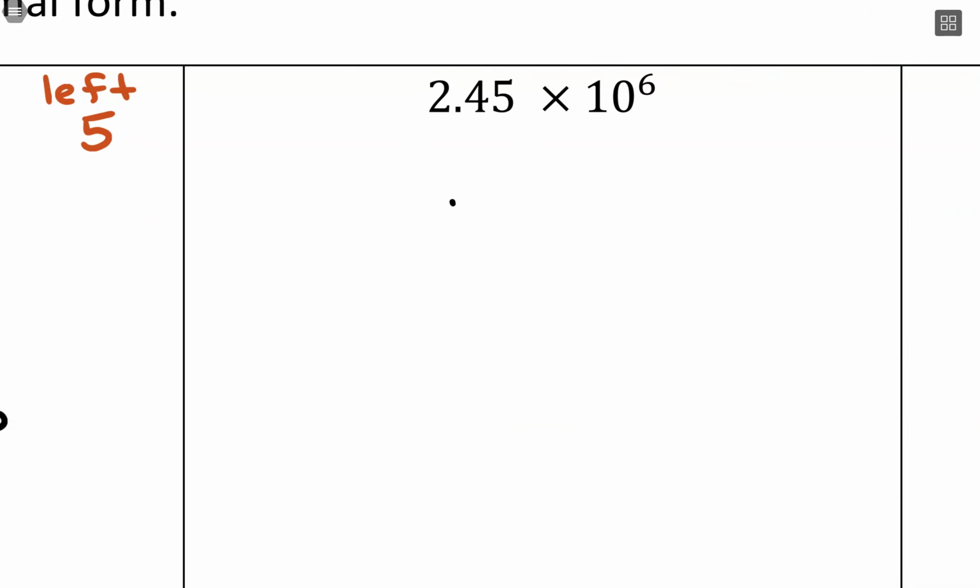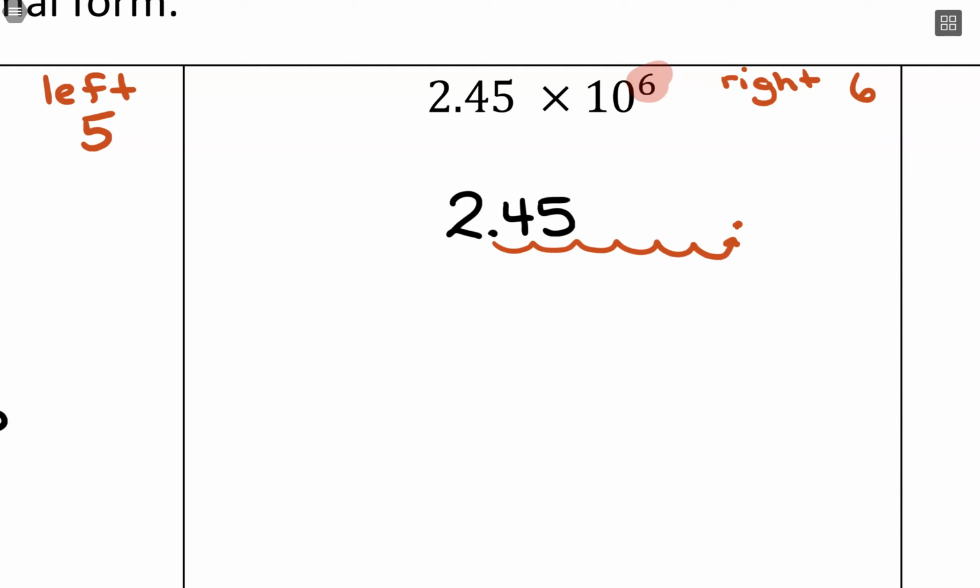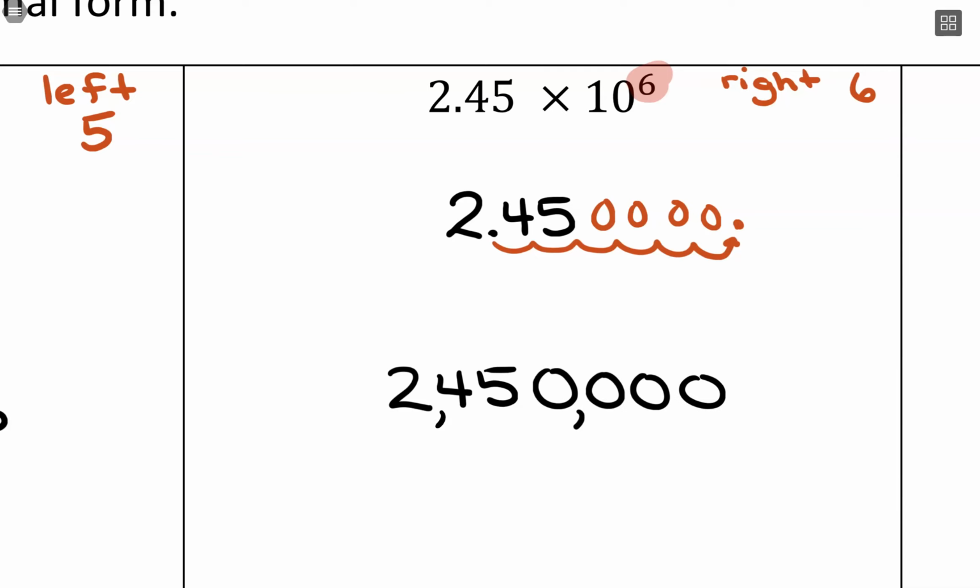All right, with this one, we're going to have the 2.45. And then I just need to read what the exponent's telling me to do. And it wants me to move the decimal to the right, since it's positive. And we're moving to the right 6 units. So we're going to go 1, 2, 3, 4, 5, 6. And then we'll just have zeros wherever we have blanks there. So let's see, we could have a 2, 4, 5 followed by 4 zeros. And then I could just fill in some commas to help me read that number.